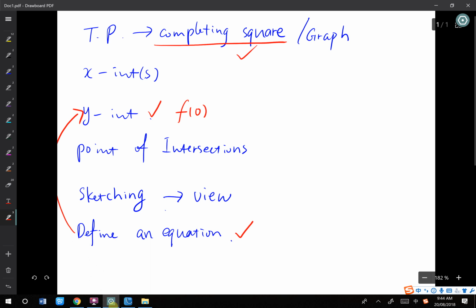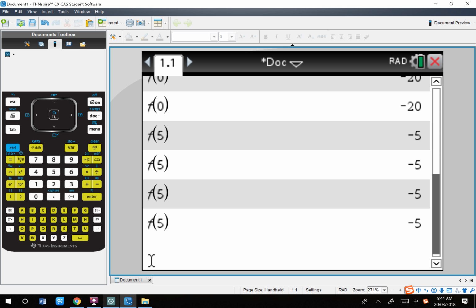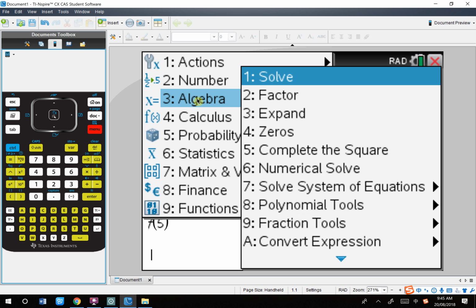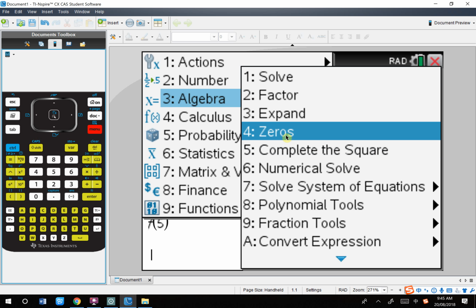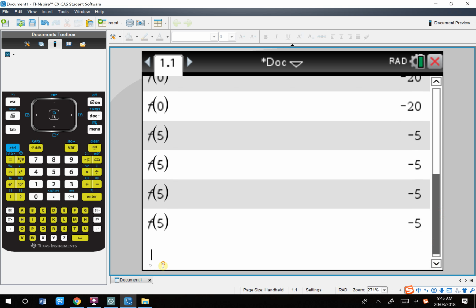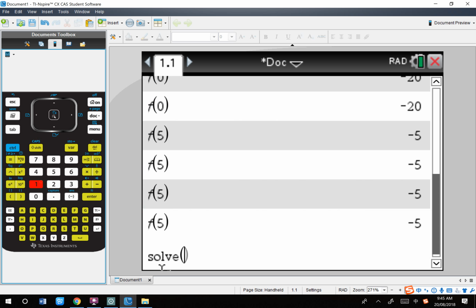Okay, x-intercept. How do we find the x-intercept? Make y equal to 0. I can go Menu, number 3, and then number 1 for solve. Menu 3-1 for solve.